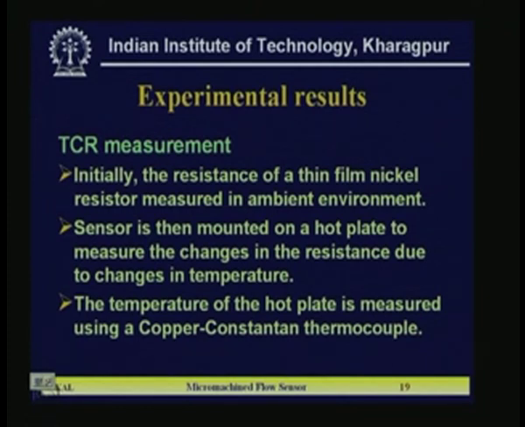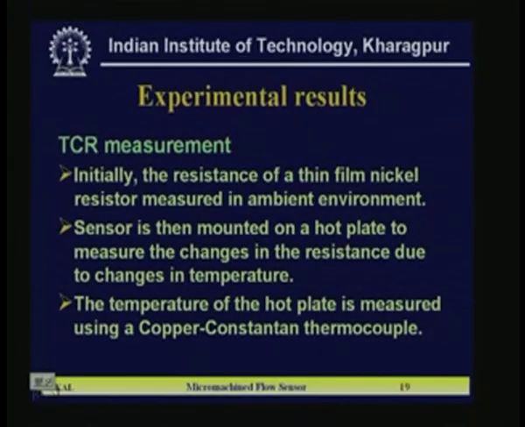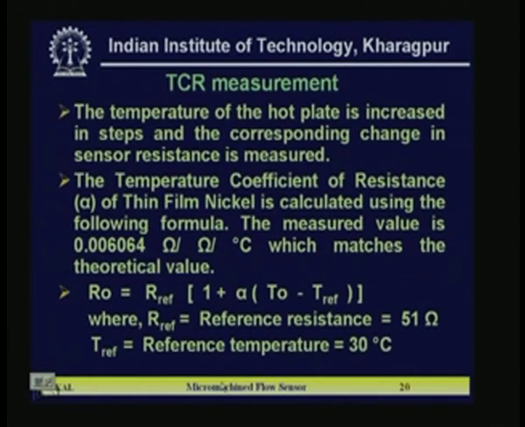So, there the sensor is mounted on a hot plate to measure the change in the resistance due to the change in temperature. At the tip of the resistance you put a very small strip heater, so that you can change the temperature accurately, and the temperature can be measured using a thermocouple attached closely to the tip. Then the temperature of the hot plate is measured using the copper constantan thermocouple. And the corresponding change in sensor resistance is also measured.